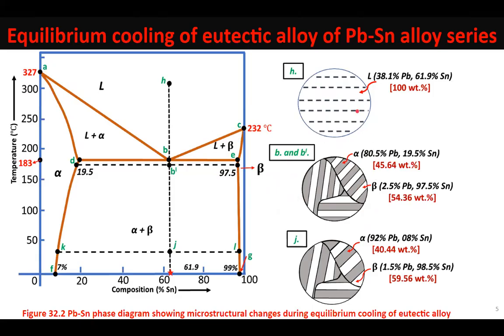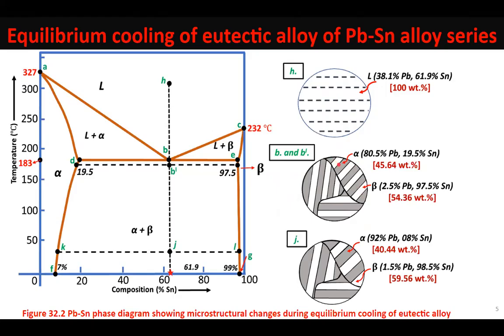You have now this liquid transformed into alpha and beta. You see, alpha, which is lead, is generally slightly gray in color, and this tin is generally of faded white color. So I have taken care that the same colors are shown to you, so that you can attach to them in a better way.